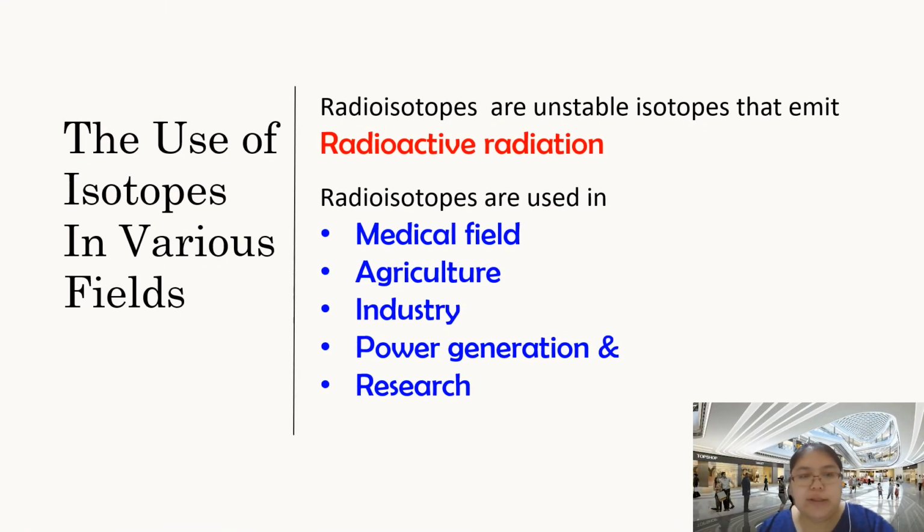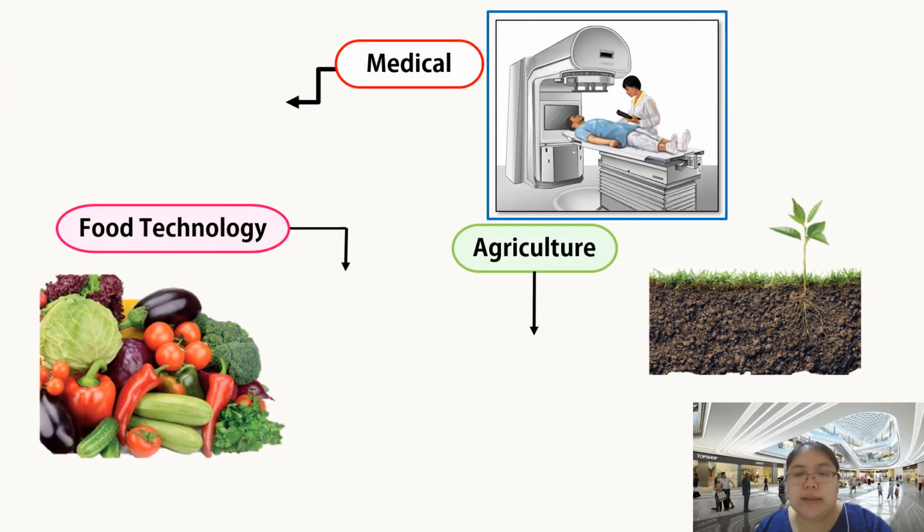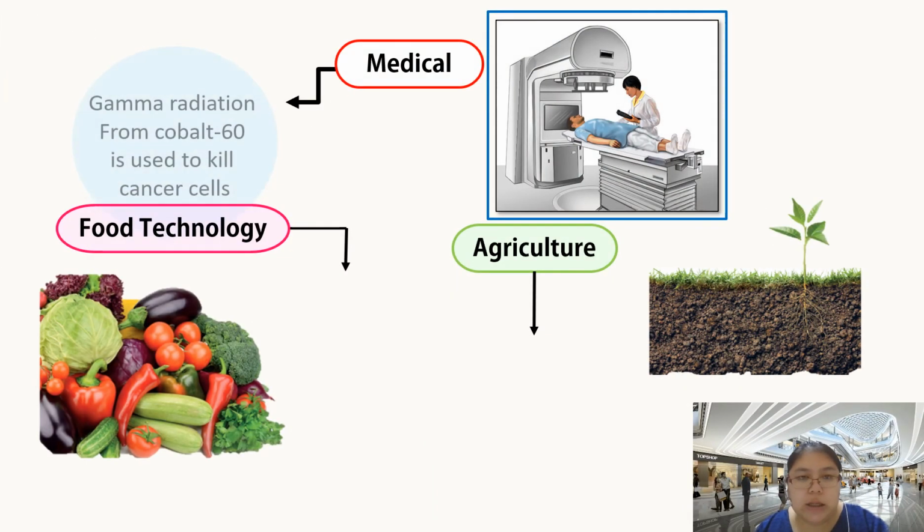Okay, now we're going to see the uses of isotopes in various fields. Radioisotope is an unstable isotope. They emit radiation. Let's see where we use the radioisotopes they produce. We can use them in the medical field. We also can use them for agriculture, industry, power generation, and also some research. Although I know that radiation is harmful, they still have uses. Let's see an example for medicine.